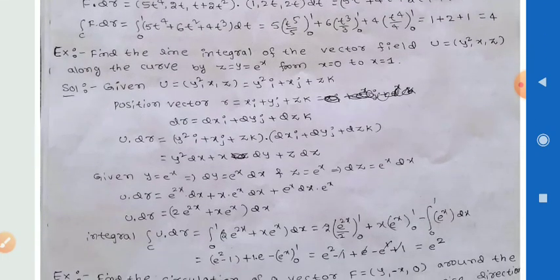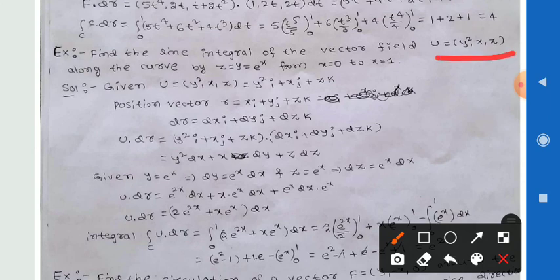Find the line integral of the vector field. Here the vector field is given, u is equal to y square comma x comma z, along the curve z is equal to y is equal to e power x, from x is equal to 0 to 1.